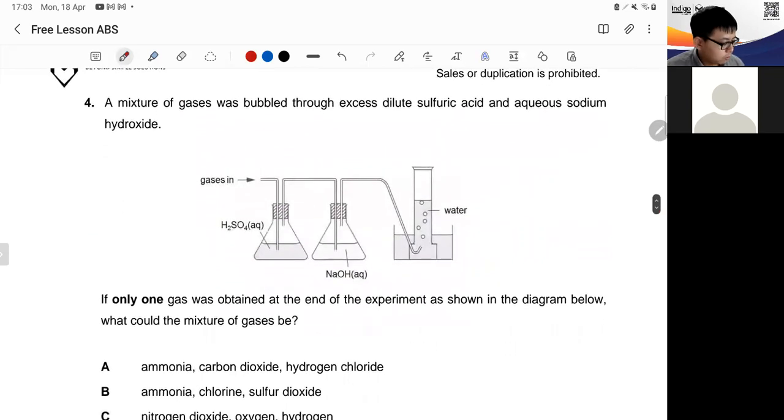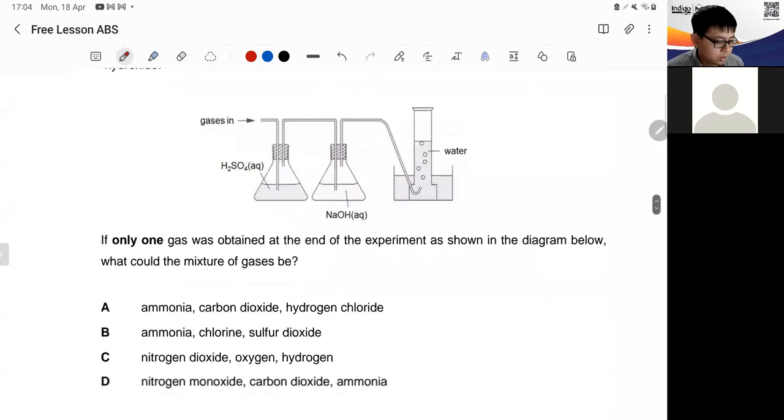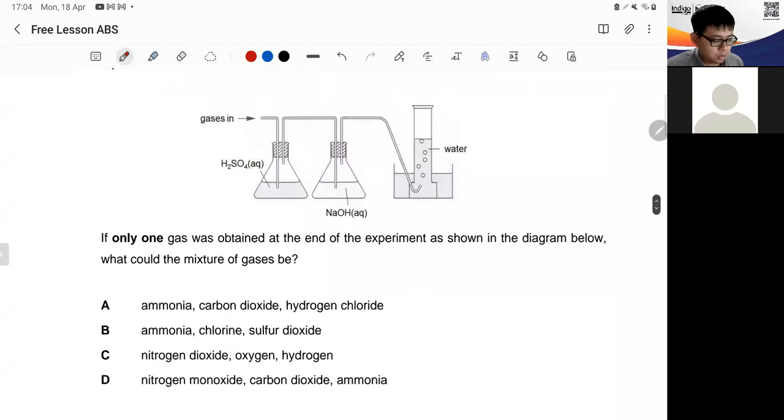Question 4. I have a mixture of gases that bubbles through a bunch of substances, sulfuric acid and sodium hydroxide. If I only get one gas at the end, it means the other gases either reacted or dissolved in the different containers. So what could the mixture of gases be? Let's go through all the options. It cannot be A, because this one is a base, this one is acidic, this one is acidic. Halfway through, surely they'll all get reacted because there's an acid here and a base here. So that's not the answer.